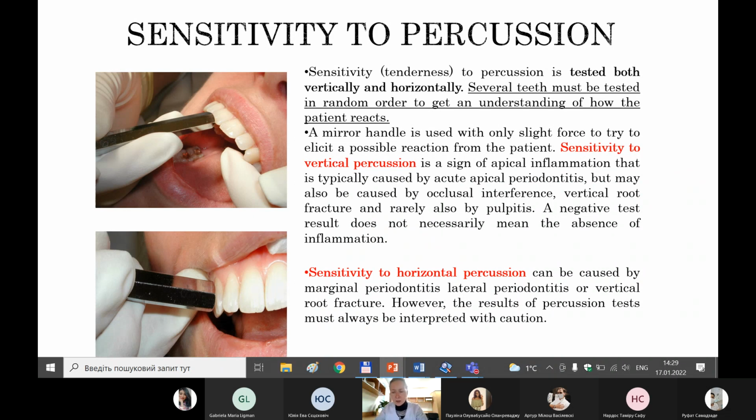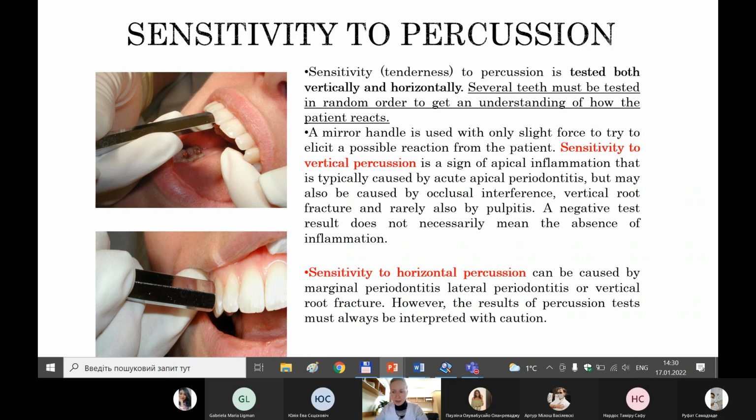A mirror handle is used with only slight force to try to elicit a possible reaction from the patient. Sensitivity to vertical percussion is a sign of apical inflammation that is typically caused by acute apical periodontitis, but may also be caused by occlusal interference, vertical root fracture, and rarely also by pulpitis. Rarely, but it can be. A negative test result does not necessarily mean the absence of inflammation.